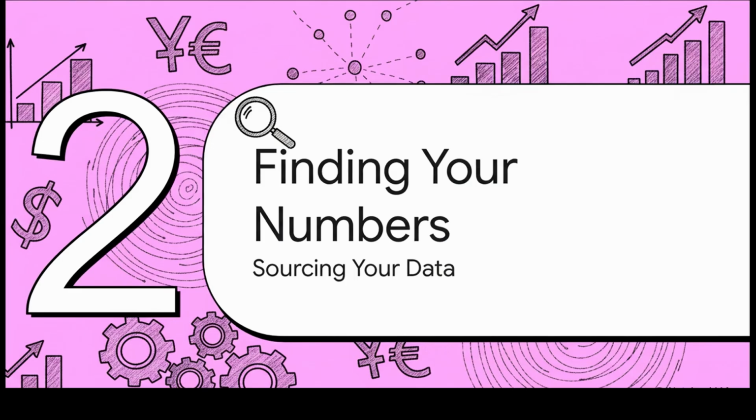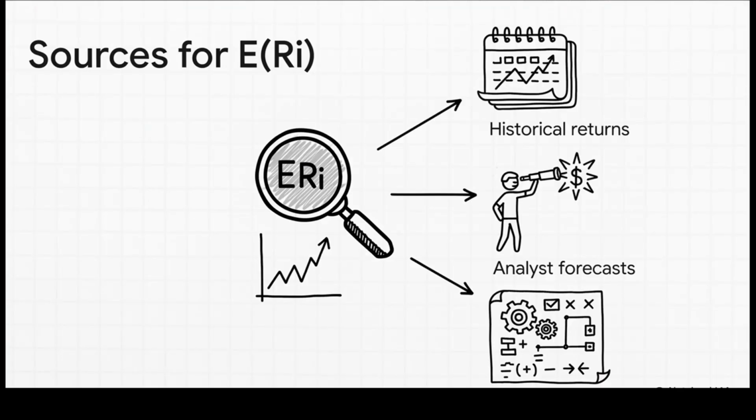Okay, theory is great, but where do you actually find these numbers out in the real world? Let's talk about the practical side of this, where you actually source the data. So for that expected return of a single stock, the pros usually pull from a few key places. They might look at the stock's historical average performance, or they might use projections from Wall Street analysts, or sometimes they'll use these complex financial models. The goal is always the same: find a realistic estimate.